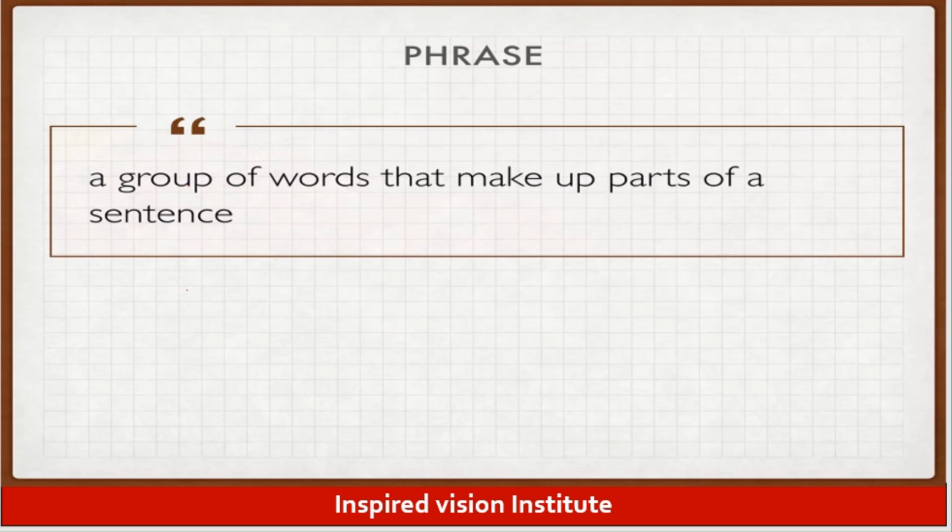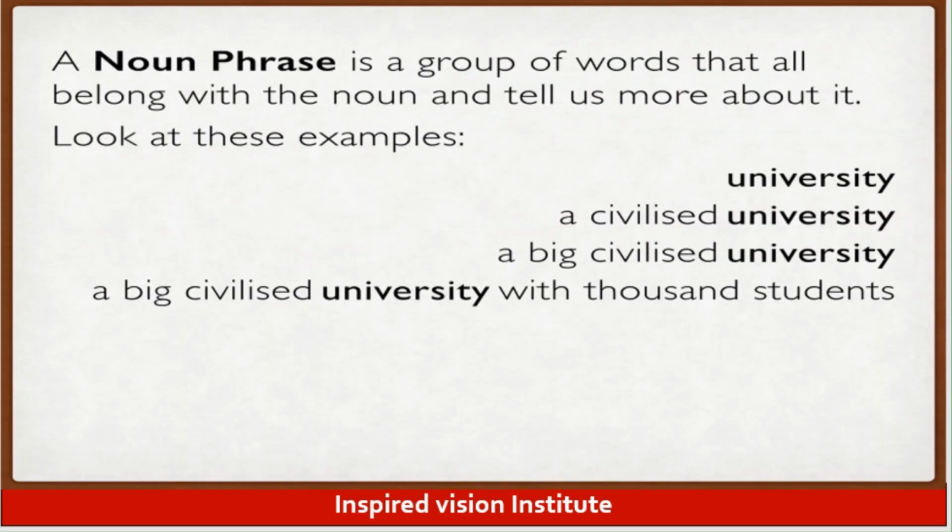After phrase, we go next further. So a phrase has different types. When we talk about the part of a sentence, a group of words which are part of a sentence, that can be a noun phrase. That is a group of words that all belong with a noun and tell us more about it.